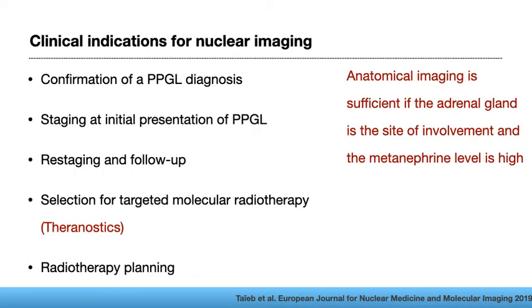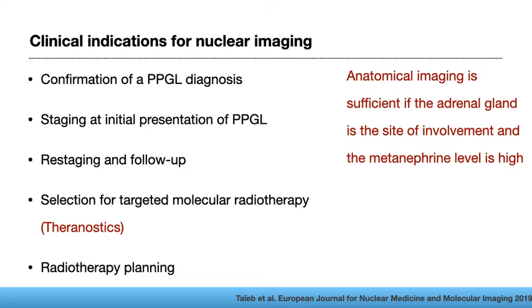So, what are the clinical indications for nuclear imaging? The first indication is to confirm the diagnosis of pheochromocytoma paraganglioma. In most cases, nuclear imaging is indicated at the initial presentation of pheochromocytoma paraganglioma, with only one exception, in which the primary tumor is located in the adrenal gland associated with elevated epinephrine levels.